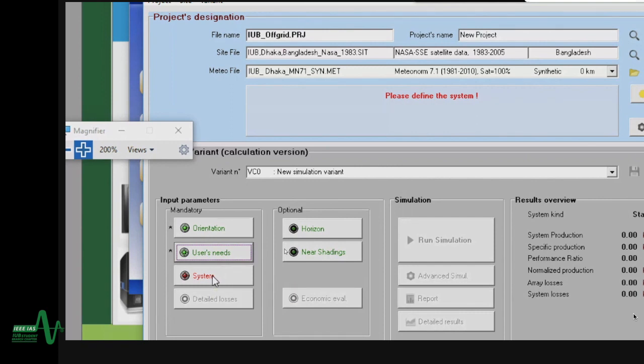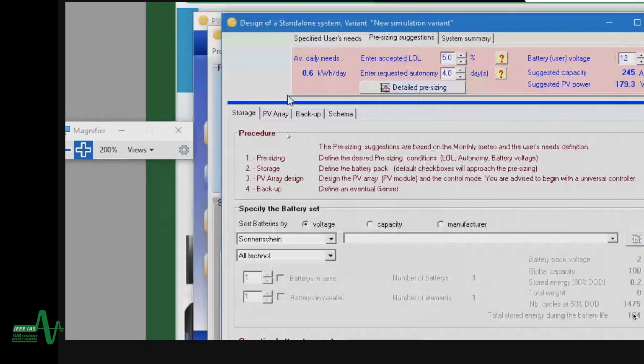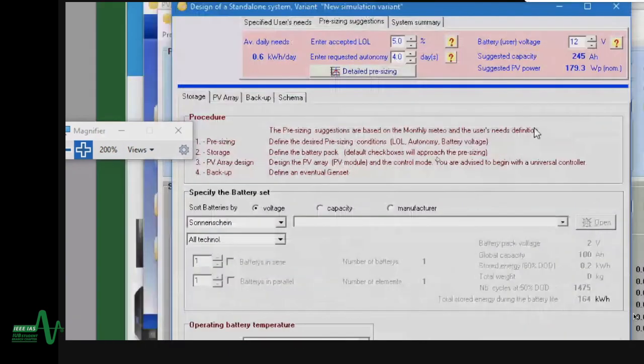Now it comes to the system. Let's come first to the storage system. Storage means battery system. So here it's actually automatically calculated, the accepted LOL percentage. LOL means, as you can see, the defined desired pre-sizing condition. It actually defines the losses value. Autonomy battery is 5%. Okay, fine. Keep it the same as it is.